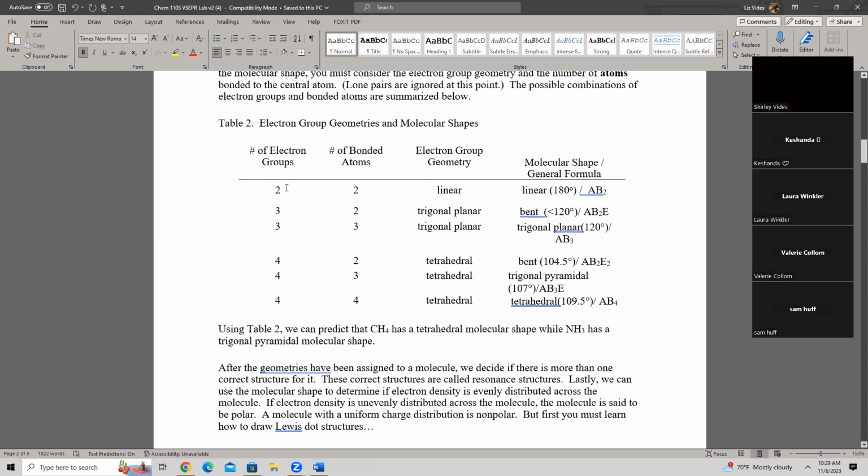So two electron groups, two are bonds, then it's linear. If three electron groups and two are bonds, then it's trigonal planar, but the molecular shape is bent. You see that? If you have three and three, it's trigonal planar, trigonal planar. If you have four and two, it's tetrahedral, but it's bent. You have four and three, it's tetrahedral, but it's trigonal pyramid, and four and four, it's four bonds.